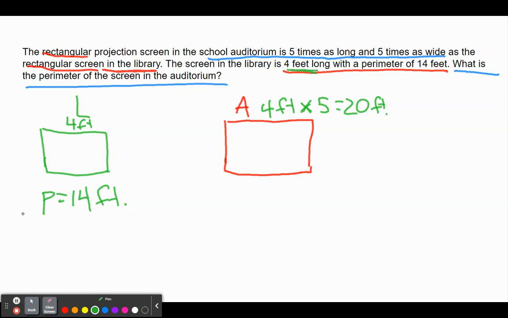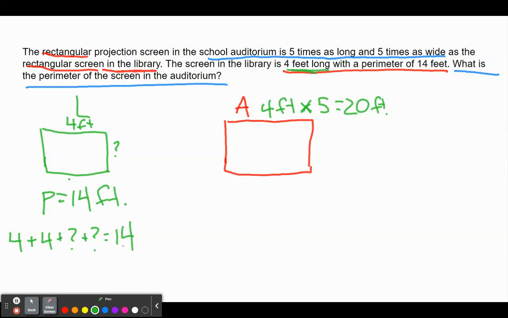But the library screen, we're not sure how wide it is, but we do know the perimeter. I know that the perimeter is 14 feet, and we can figure that out by adding up the lengths of our sides. So we have 4 feet plus 4 feet because it's a rectangle. This side is 4 feet. The opposite side also has to be 4 feet. But we don't know how wide it is. But we know all of these combined together are going to give me 14 feet.